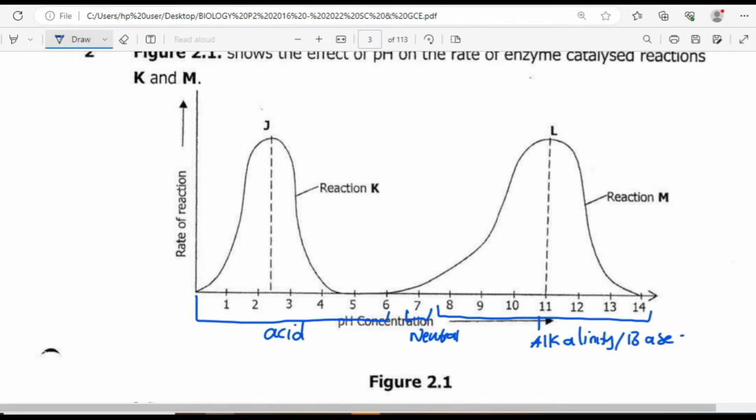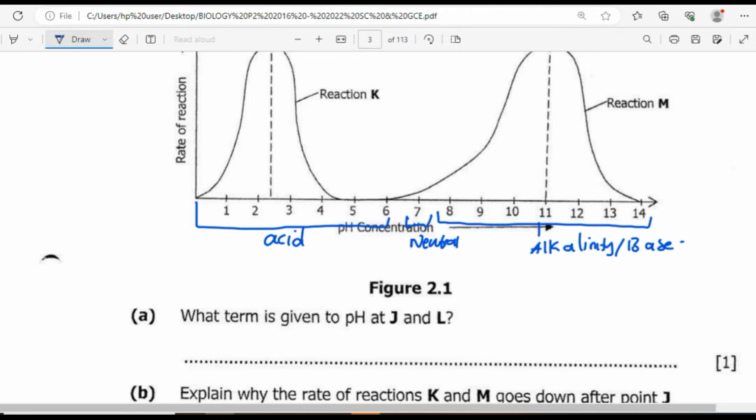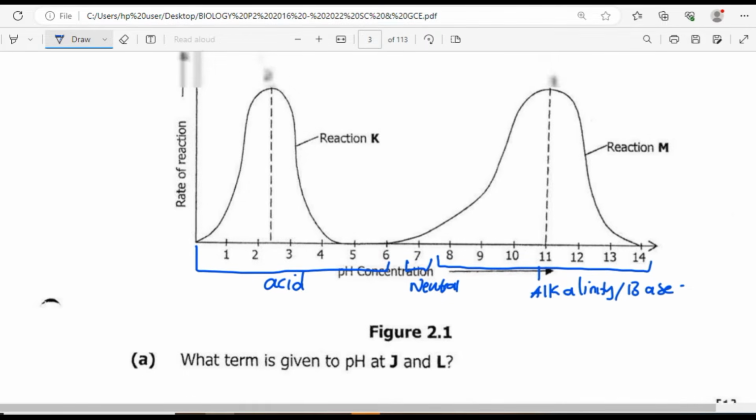So now in the y-axis we have the rate of reaction. The y-axis is giving us how fast the reaction is proceeding. Then in the x-axis we have the pH. So the pH is changing from acidic to neutral, then to basic. So let's look at the question. Question A, what term is given to the pH at J and L?